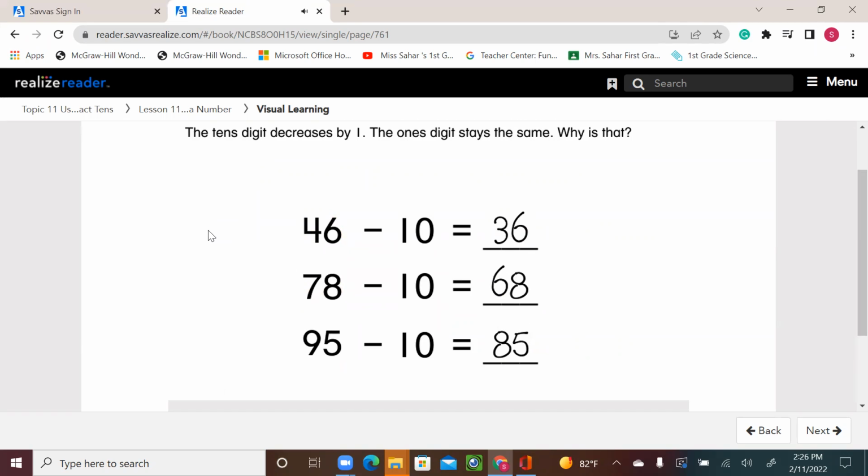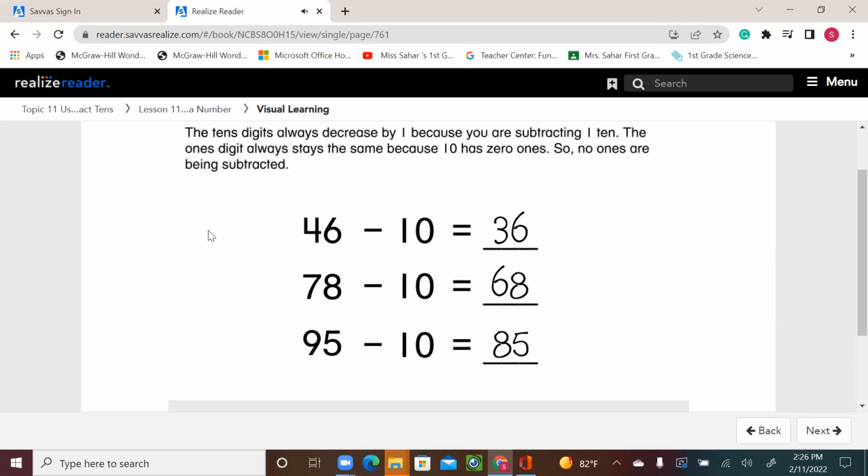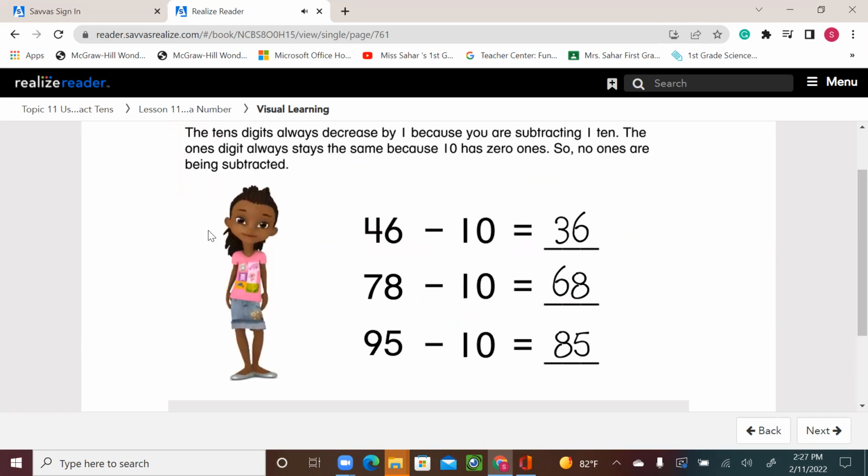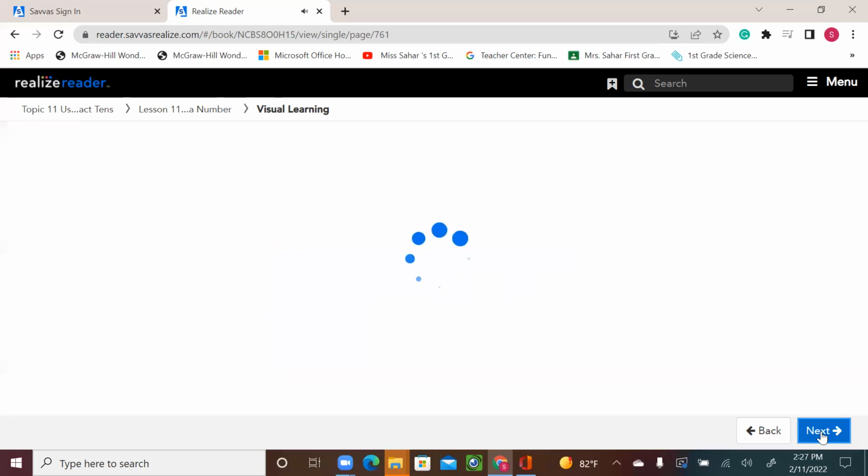Why is that? The tens digits always decrease by 1 because you are subtracting 1 ten. The ones digit always stays the same because 10 has 0 ones. So no ones are being subtracted. Remember, when subtracting tens, the tens digit changes but not the ones digit. Very good. Let's go to our guided practice.